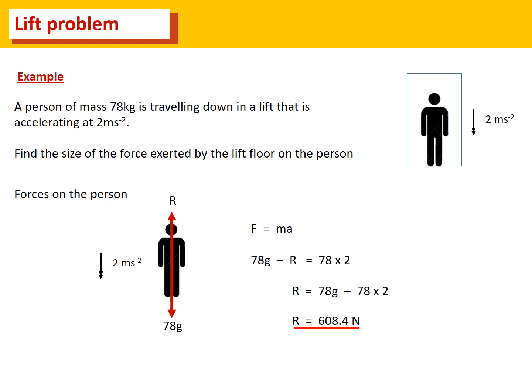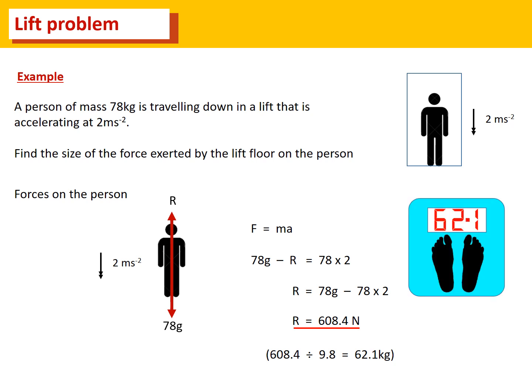That will also equal the force on the floor from the person, because it will be an equal and opposite force. And if we divide that by 9.8, that's equivalent to 62.1 kilograms of mass, which you recall was what would show on the scales if you were standing on the scales accelerating downwards at 2 meters per second squared.